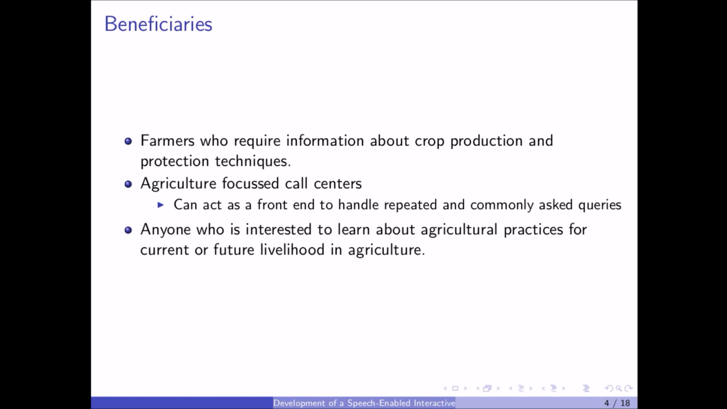Okay, so who are the beneficiaries here? First and foremost, the farmers are the beneficiaries because it is mainly directed at them. Secondly, agriculture-focused call centers can use this as a front end. Thirdly, it could be anyone who's interested in agriculture or looking into a future with agriculture as their livelihood.